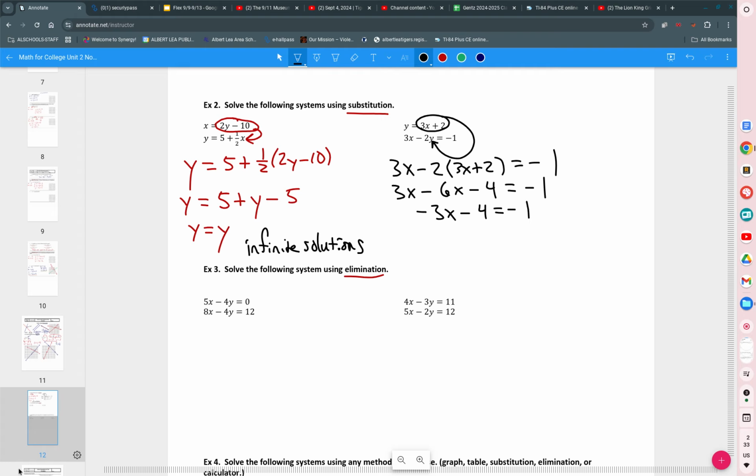I distribute my -2. You should come up with -3x is equal to +3. Divide by -3, and we get x is equal to -1. Now that's not my answer, I need my y value as well. If you have x is -1, how do you find the y value? You plug it back in. 3 times -1 is -3, and -3 plus 2 is -1. And there we have our solution.